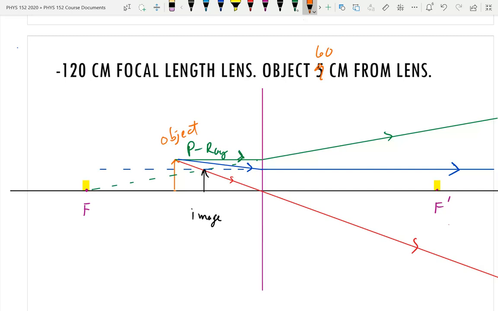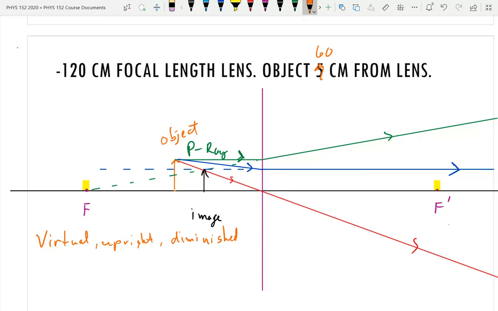So we have here virtual, as she said. Is it upright? Yes. Magnified? No. Diminished. How do we know that? Because it's less than 1. Smaller size.